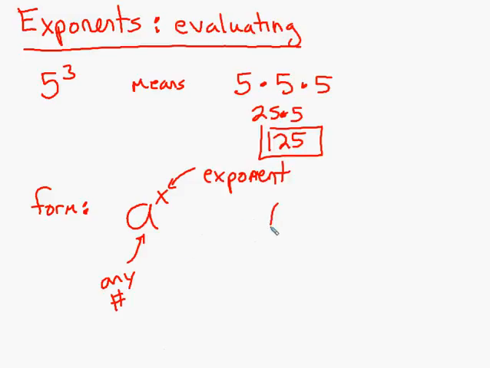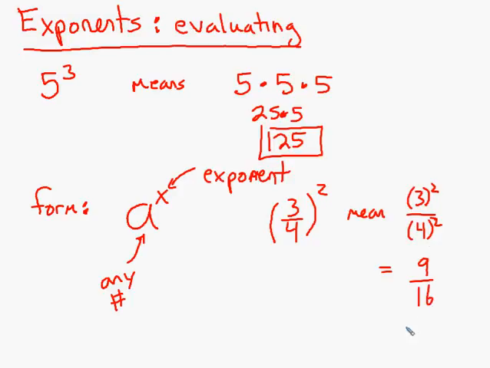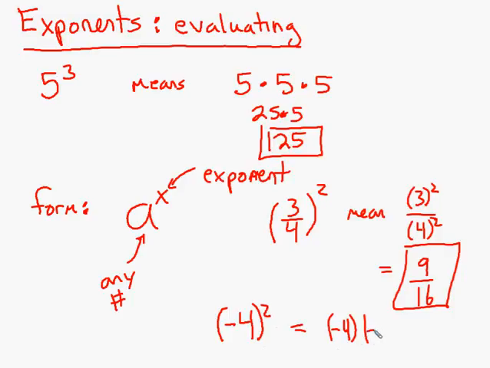So I could have 3/4 squared. Well, wait a minute. That's two numbers. That's a fraction. Well, that doesn't matter. That's going to mean 3 squared over 4 squared. Well, what's 3 squared? 9. And what's 4 squared? 16. So 9/16. Then if I could reduce that fraction, I would. Well, what if I had -4 squared? Well, what's that mean? -4 times -4, which is positive 16.